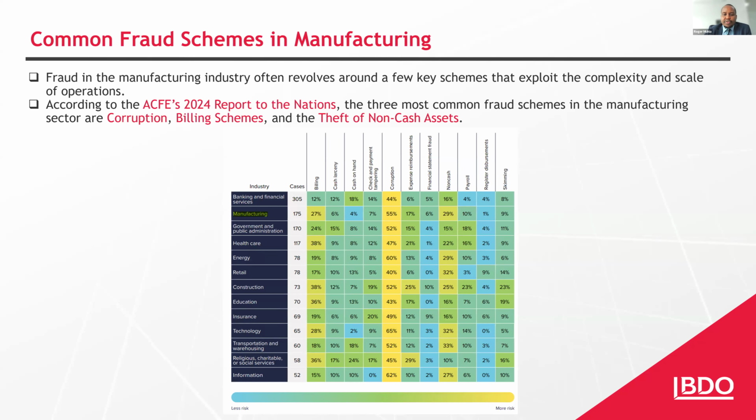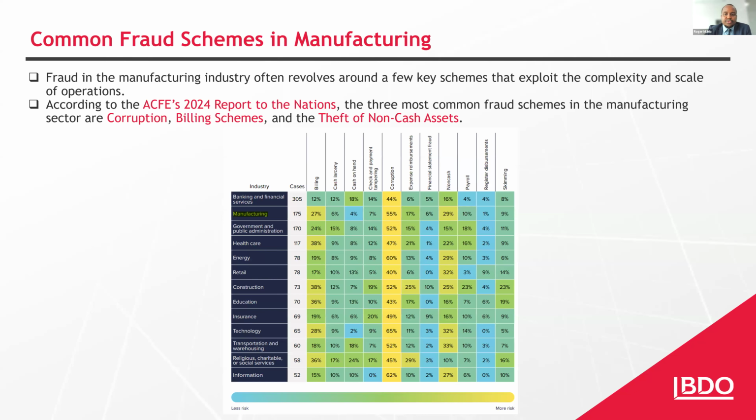Another example of a billing scheme is inflated invoices, which is where the fraud involves inflating invoices from actual legitimate suppliers. For instance, a production manager might collude with a vendor to overcharge the company for raw materials and then split the extra money between themselves and the supplier. This again will impact the manufacturing company significantly and inflate production costs or harm their profitability.